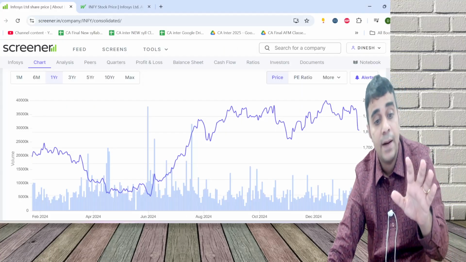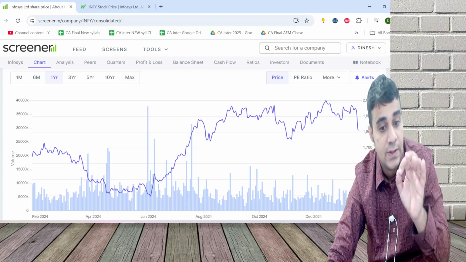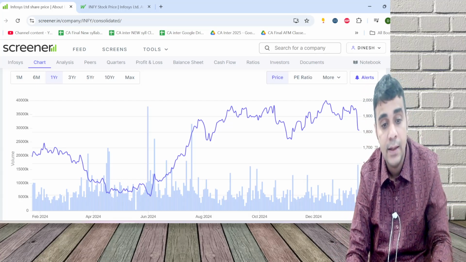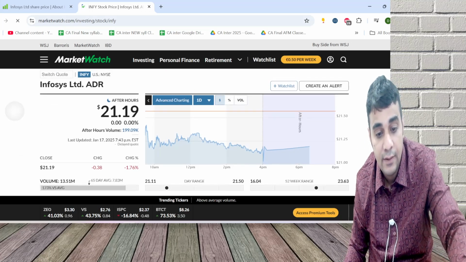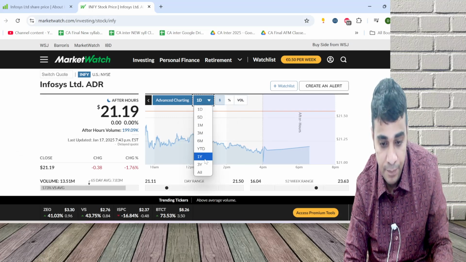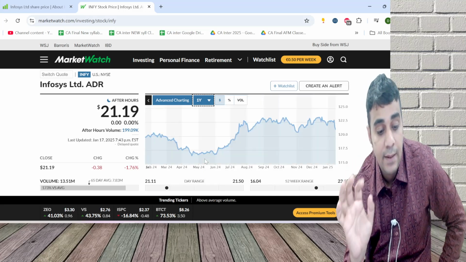This is the share price graph of Infosys, which is listed in India. A 1 year graph. Similarly, there's an ADR, Infosys Limited ADR, and I'll put a 1 year graph for it too. Both the graphs will look the same.